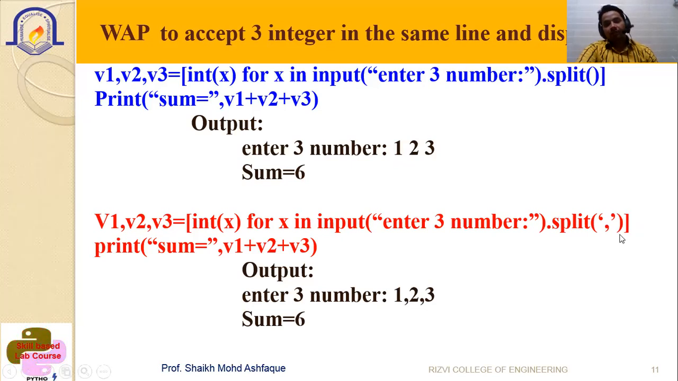Here you will accept the input three numbers v1, v2, v3, but all three numbers will be comma separated at the time of accepting the input. So what is the use of the split? You can understand it. For that purpose the split is to be used. Then print sum is equal to v1 plus v2 plus v3, separated by comma.